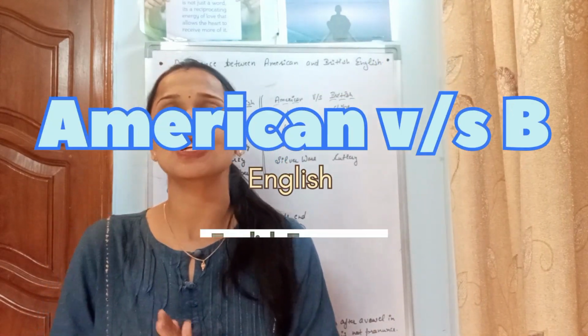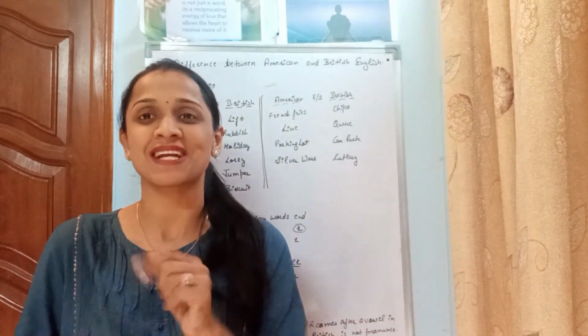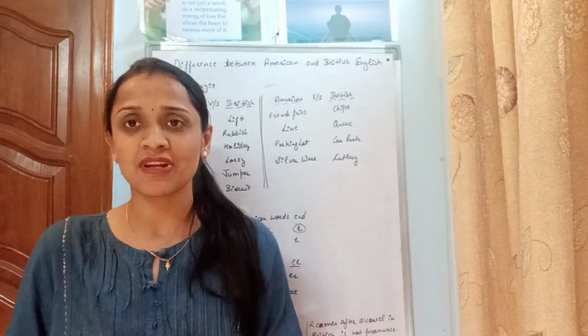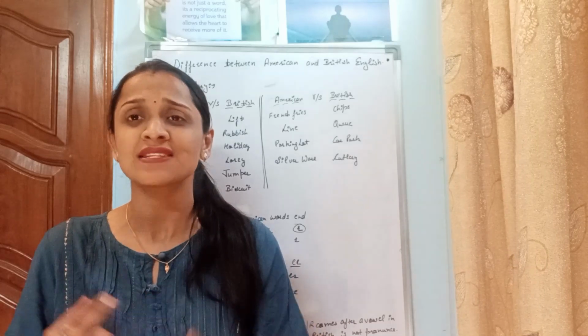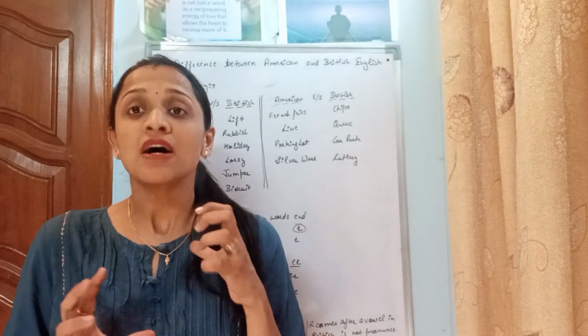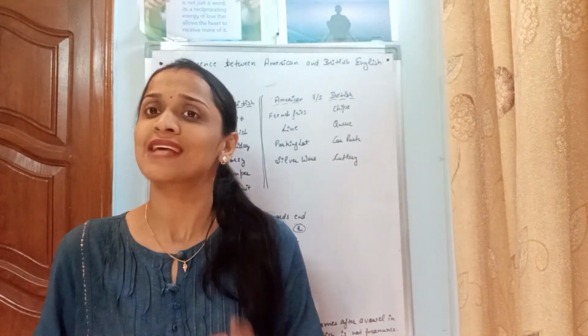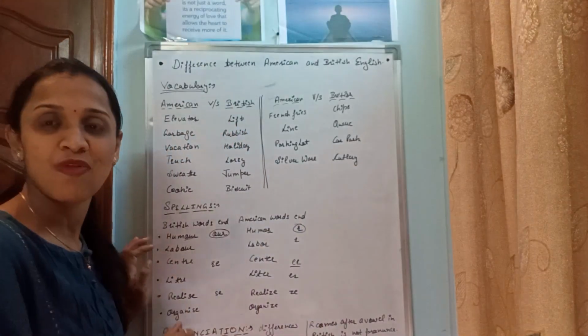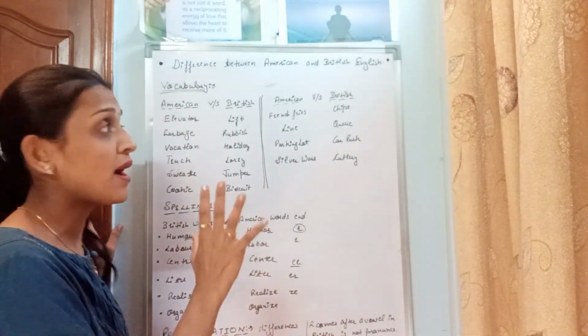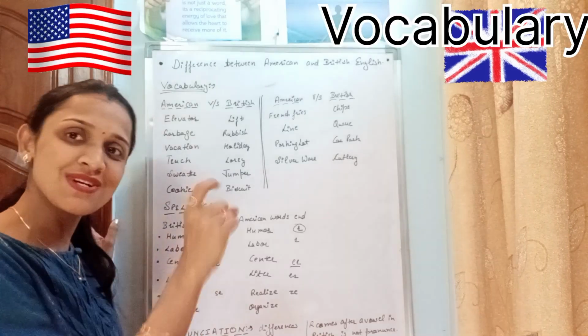In today's lecture, we're going to talk about the difference between American English versus British English. There are many differences like vocabulary, spellings, as well as pronunciation. And there is a difference of grammar too, but today we're going to talk about three sections: vocabulary, spellings, and pronunciation. So let's go for it. Today we're going to talk about the vocabularies used in American English versus British English.